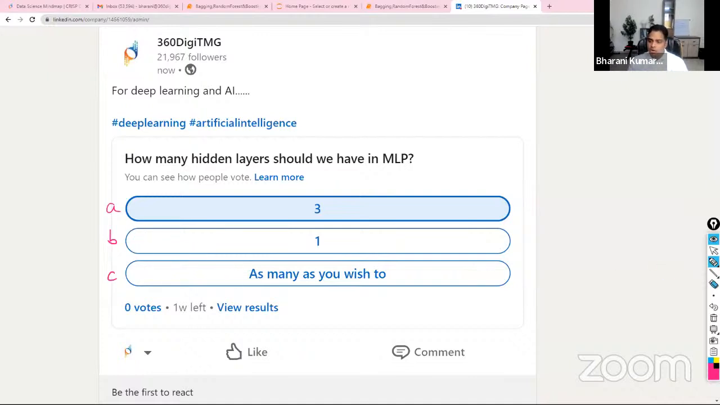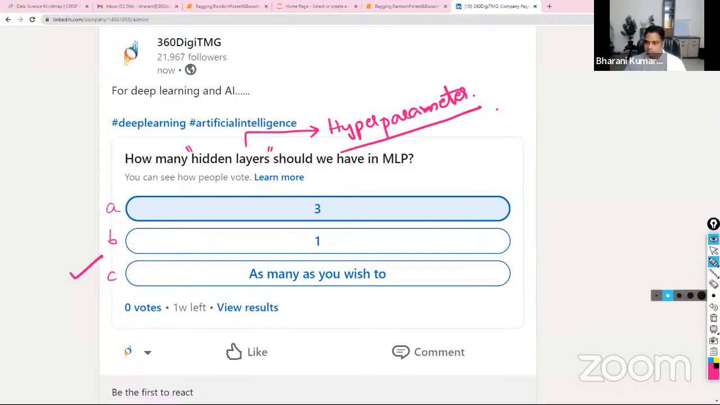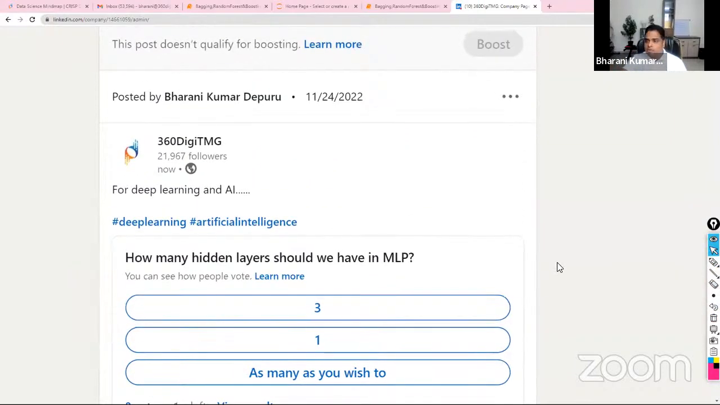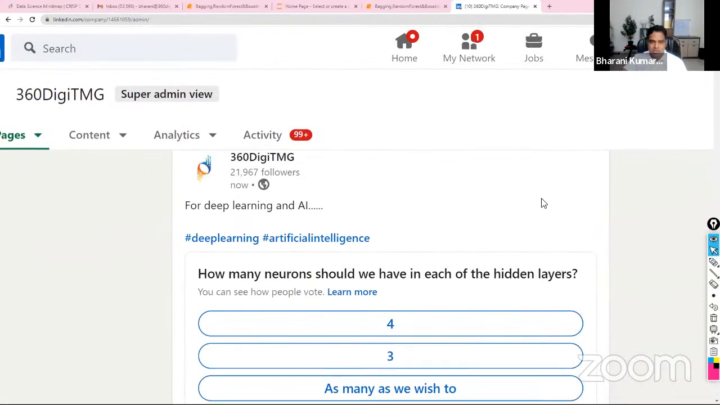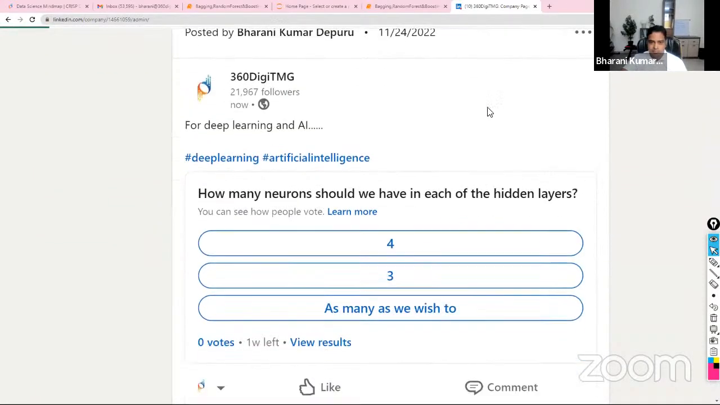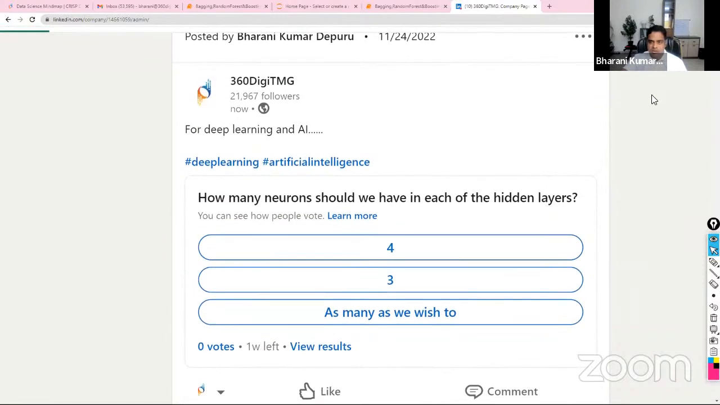Yes, absolutely. Majority wins. As many as you wish. Hence, the number of hidden layers within MLP is called a hyperparameter. Hyperparameters are those options which can be tweaked and experimented. Okay. So there is another question, which is this.